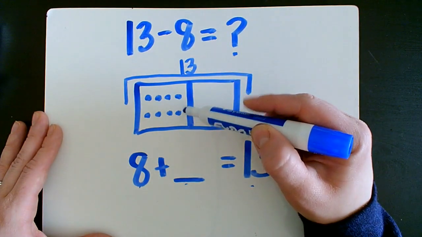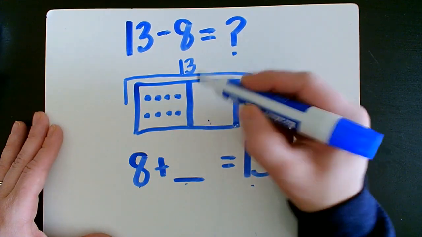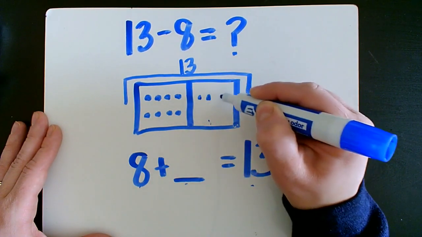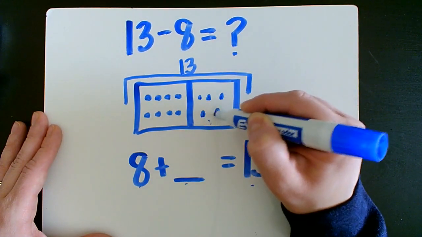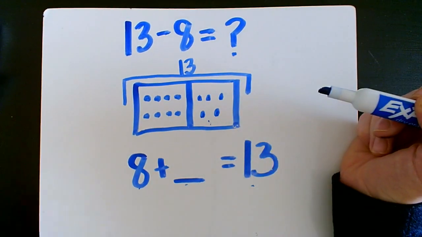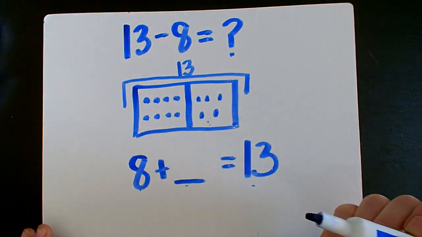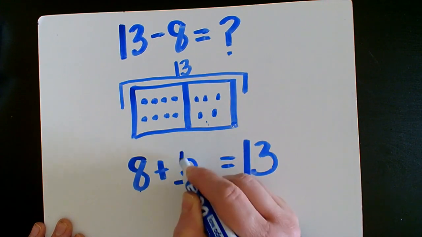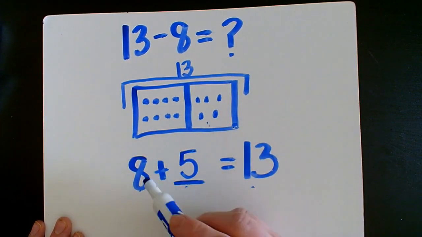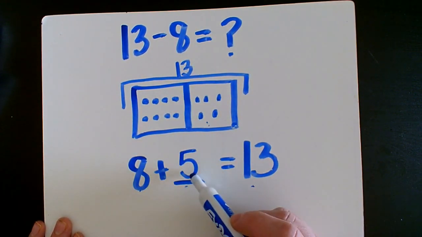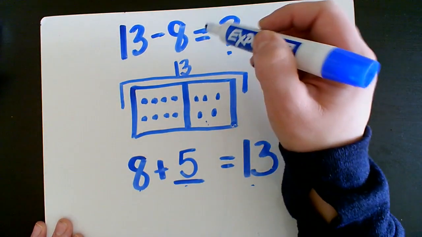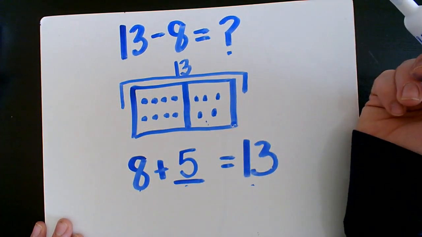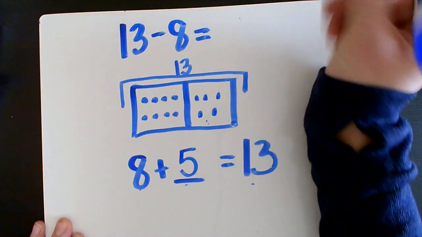So I have 8, and I want to get to 13. 8, 9, 10, 11, 12, 13. So there's 13 dots, and I added 5, it looks like. So it looks like 8 plus 5 equals 13. 13 minus 8 must be 5 then.